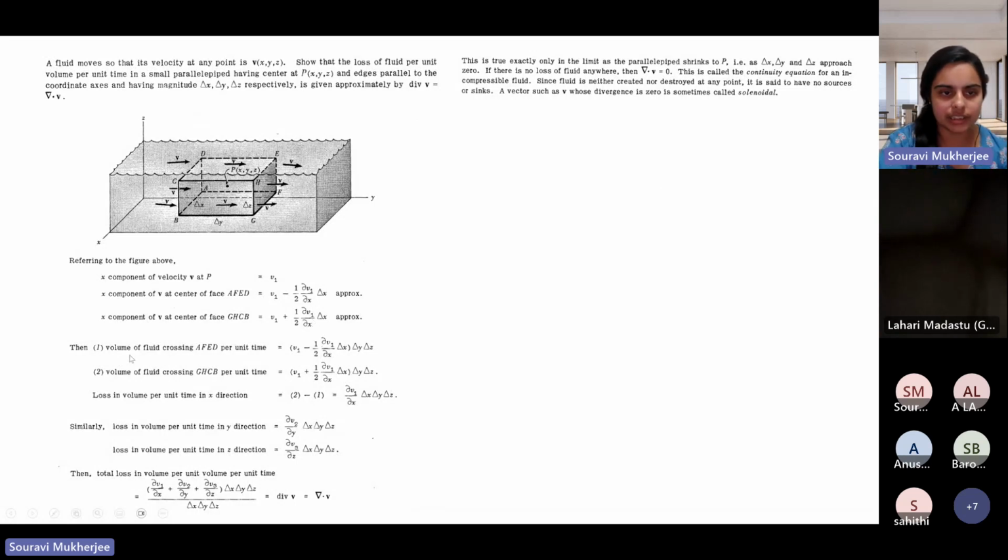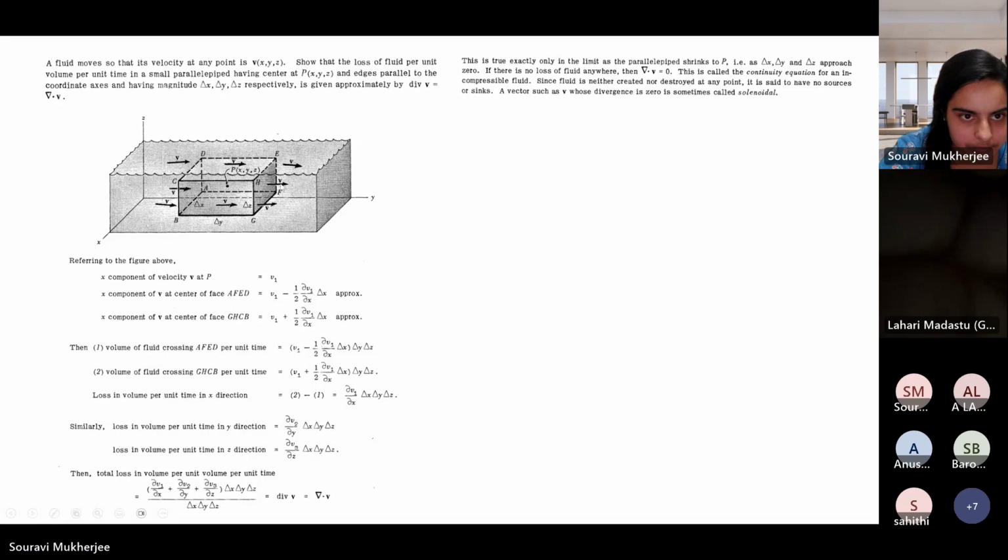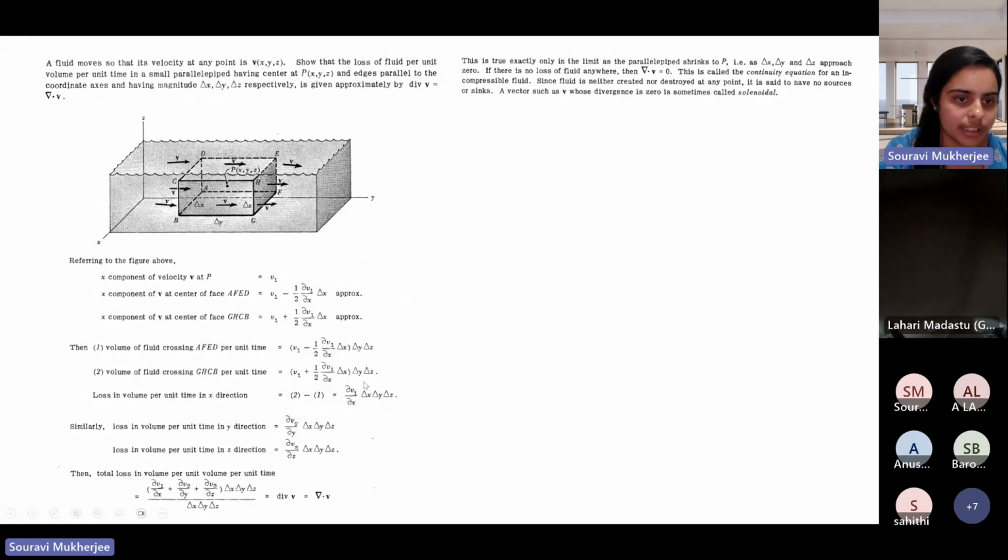Now, if you want to find the volume of fluid crossing this plane, AFED, something which crosses this plane, you have to multiply by delta y and delta z. Similarly, here again, you multiply by delta y and delta z. The difference between these two would give you the loss of volume per unit time in the x direction.